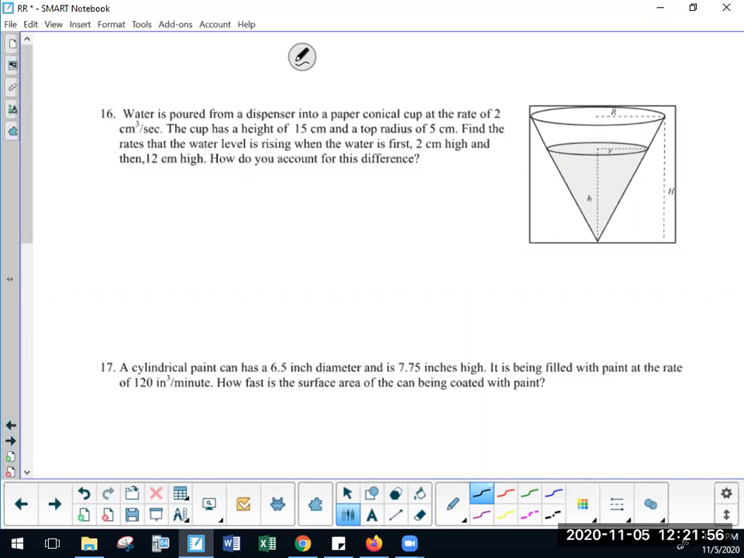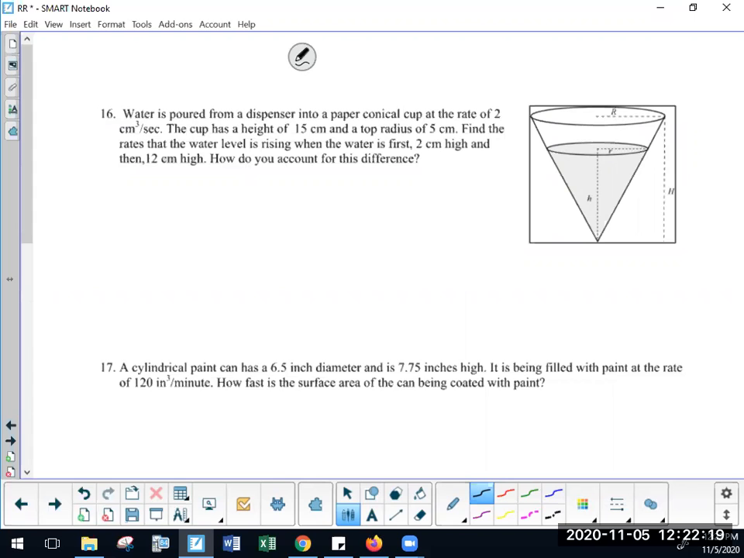I like reading, so I'm going to read. Water is poured from a dispenser into a paper conical cup at a rate of 2 cubic centimeters per second. The cup has a height of 15 centimeters and a top radius of 5 centimeters. Find the rates that the water level is rising when the water is first 2 centimeters high and then 12 centimeters high. How do you account for this difference?